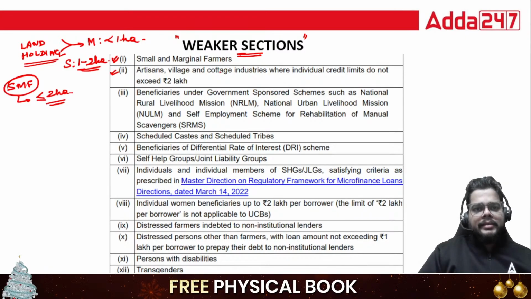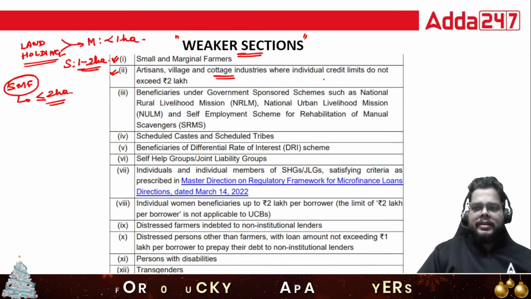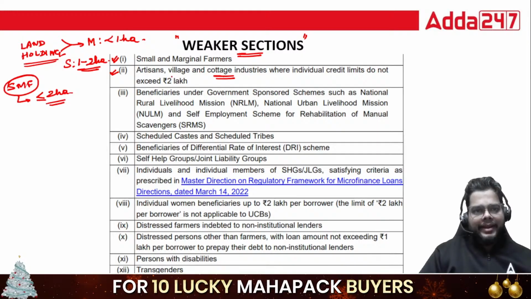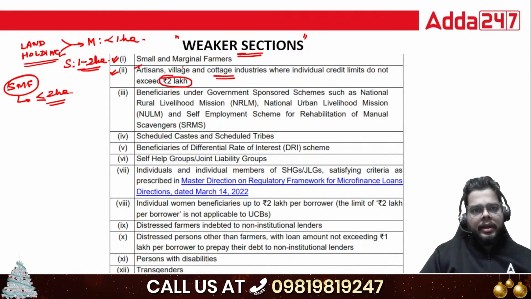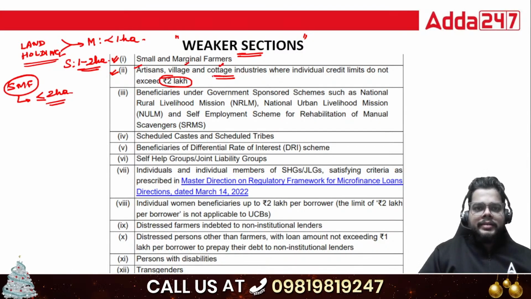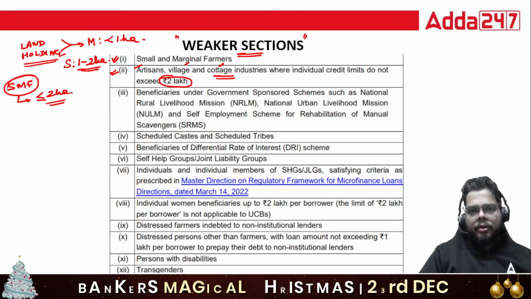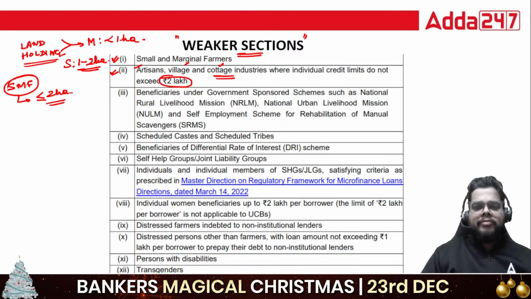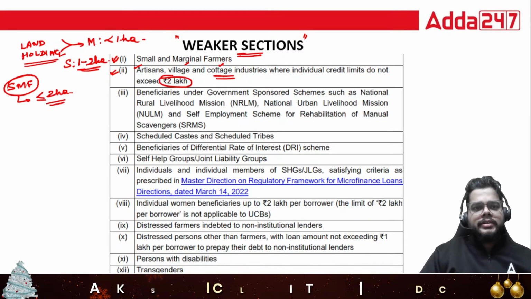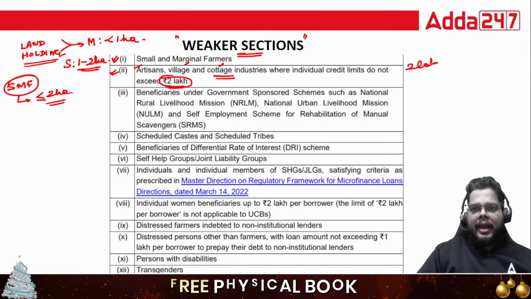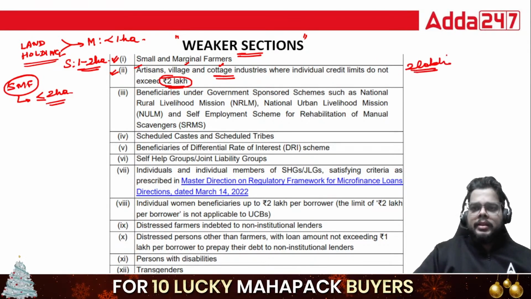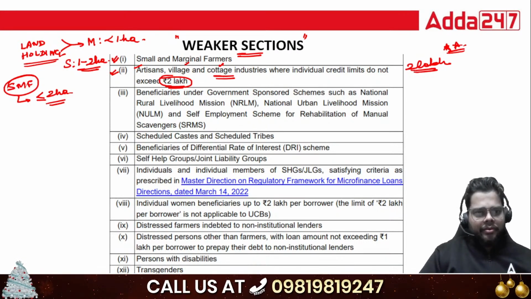Next is artisans, village and cottage industries, where the individual credit limits do not exceed 2 lakh. Again, artisans working in rural India, village and cottage industries mainly present in the rural India, and they have the credit limit which is not more than 2 lakh. This particular limit of 2 lakh you should remember, because this can be asked in the examination. They ask most of the questions from the limits only, right?